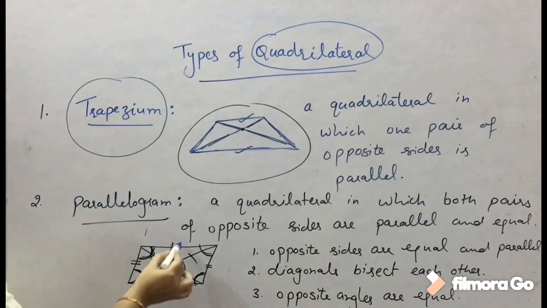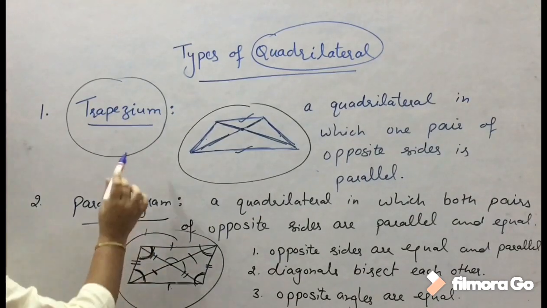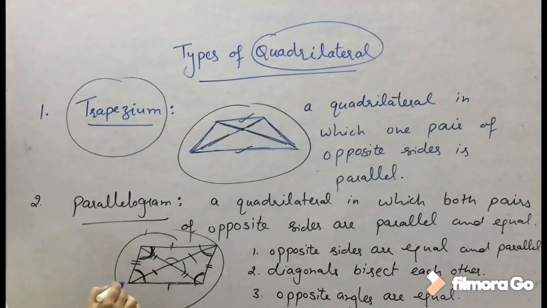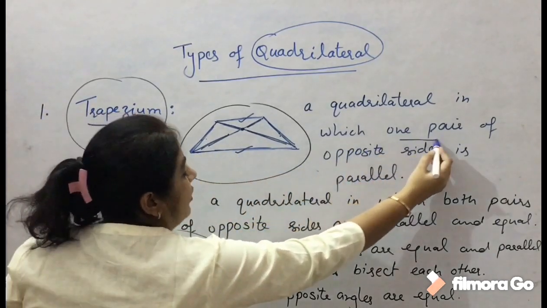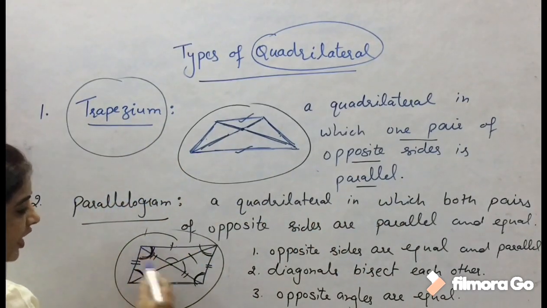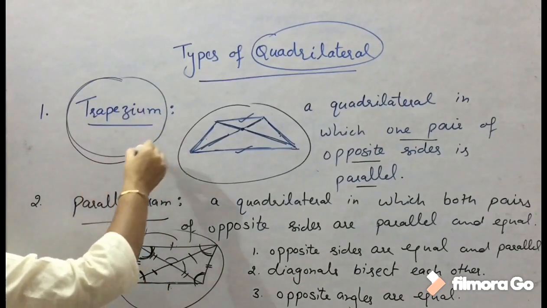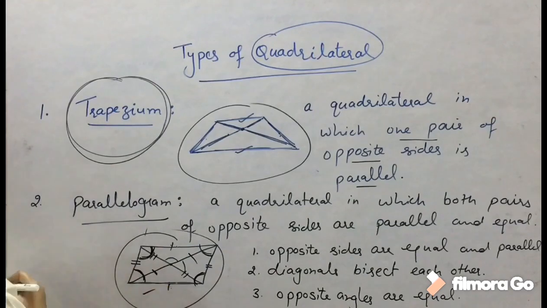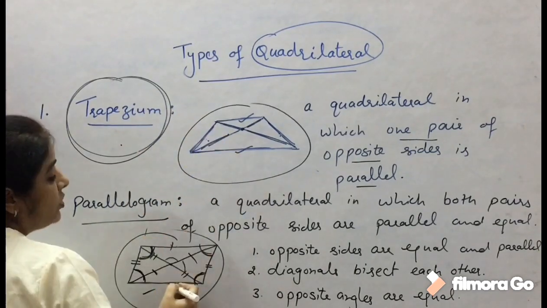It means if we talk about that, can we say every parallelogram is trapezium? Then the answer would be yes. Why? Because for trapezium we need only one pair of the opposite side which is parallel to each other. Here we have two pairs of the opposite sides which are equal as well as parallel. So the requirement of the trapezium is fulfilled here. So every parallelogram is trapezium, but every trapezium is not a parallelogram.